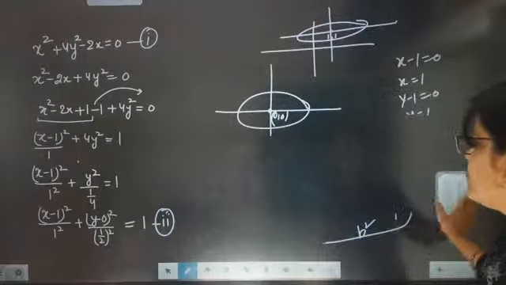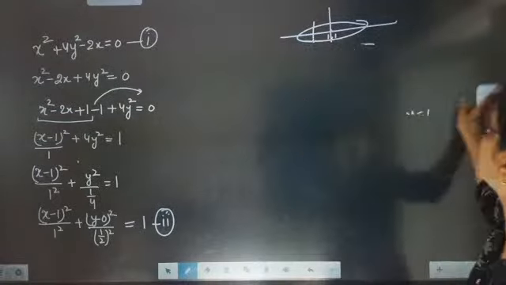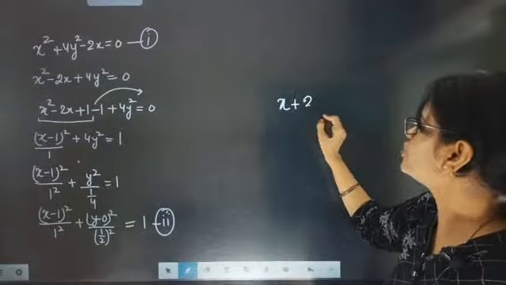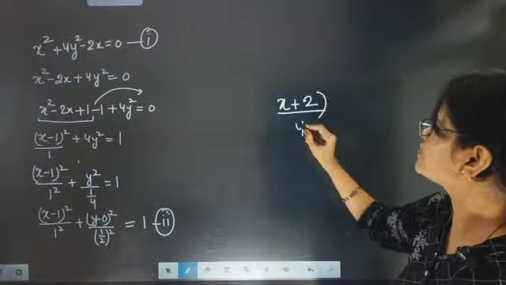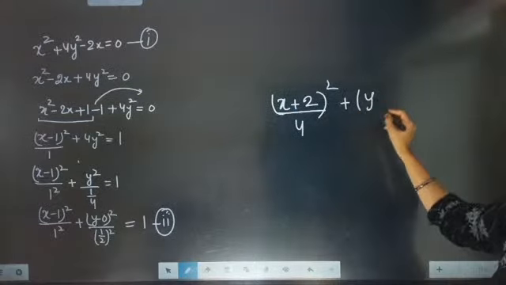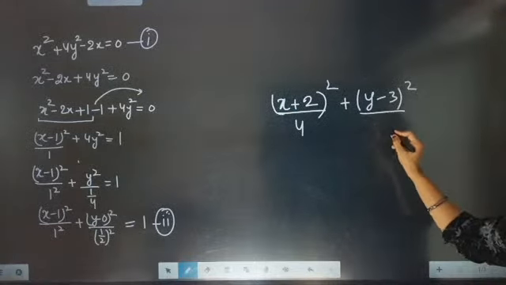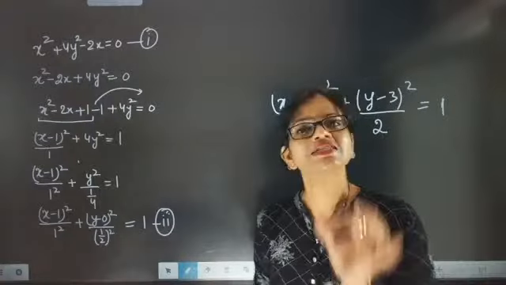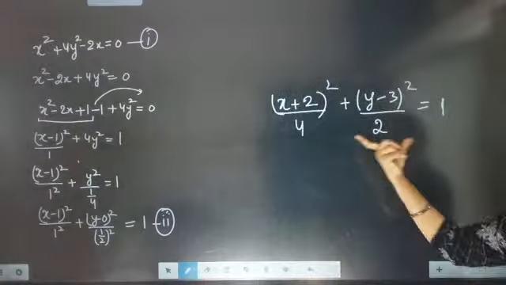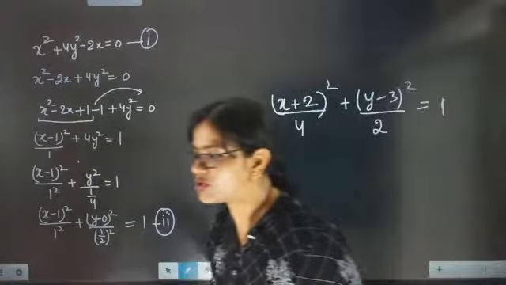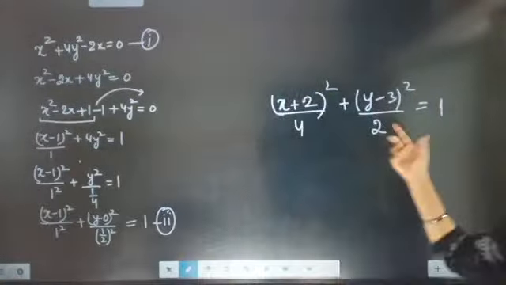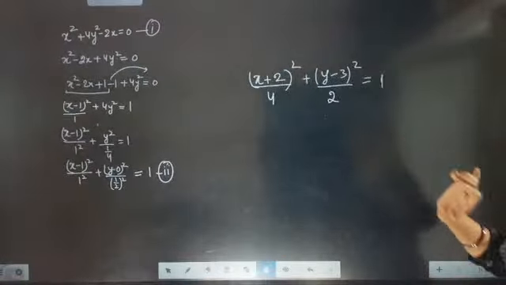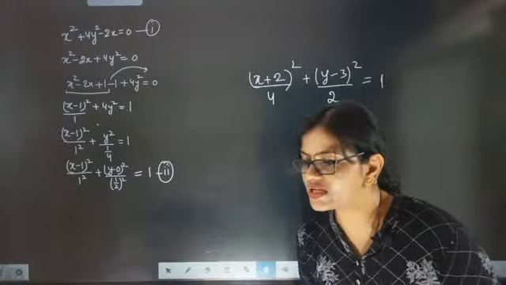So one question I am giving. First I want to ask, where will be the center? The question here is x plus 2 whole square by 4 plus y minus 3 whole square by 2. So now can you tell me what will be the center of the ellipse for this one? Once you do this one, beta, you will be able to understand the question nicely. So come on, do this one and tell me the answer, beta. What will be the center of this ellipse?